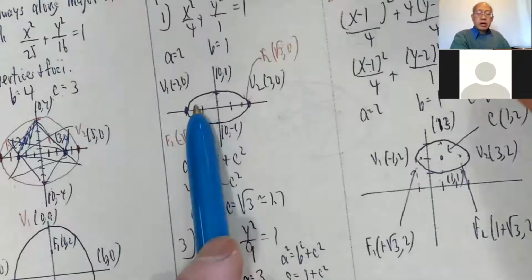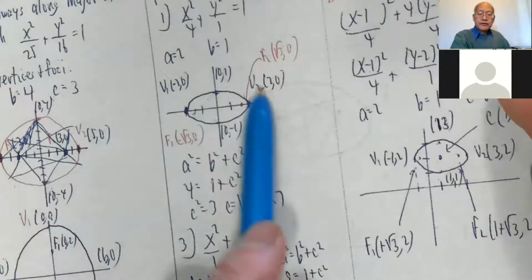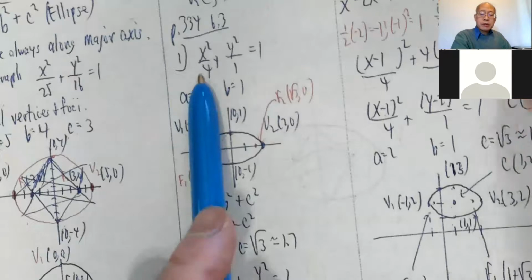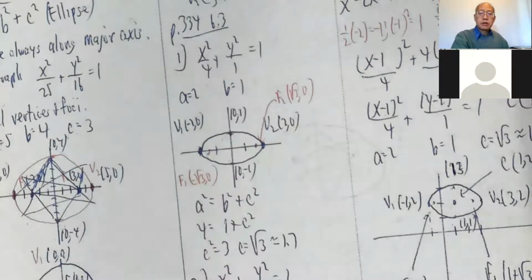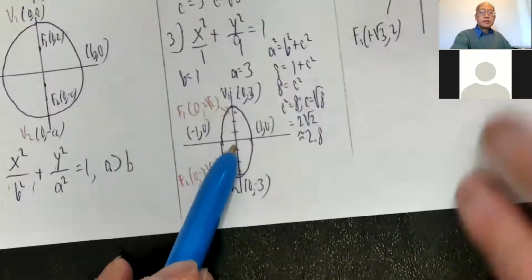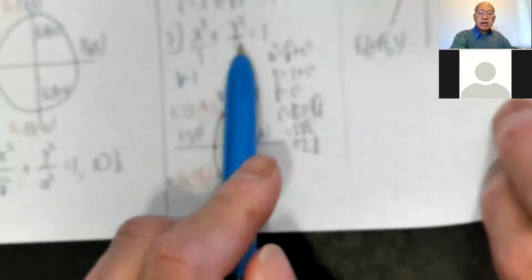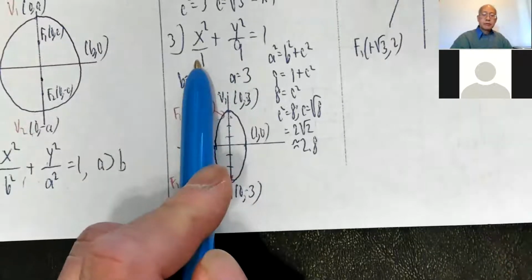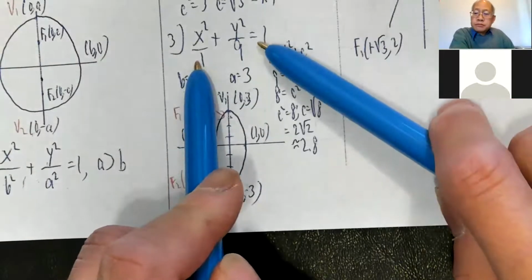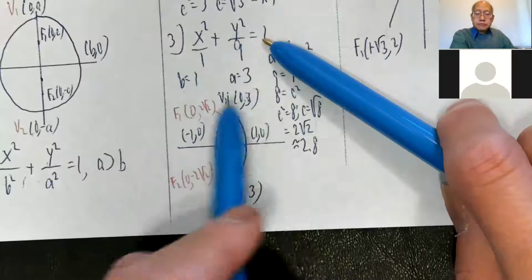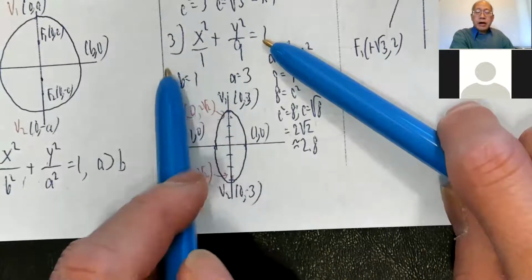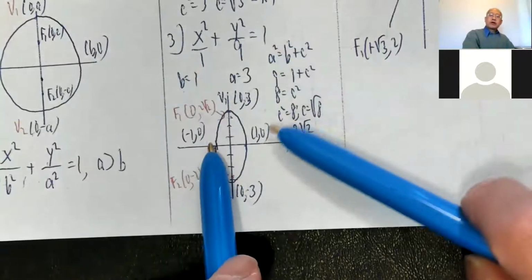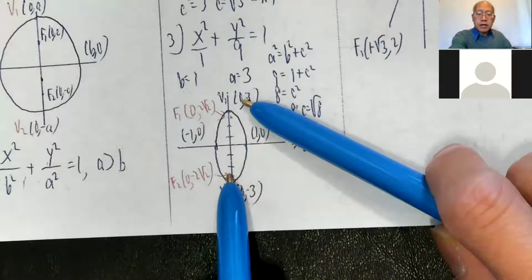So this ellipse was bulging left and right, because this number is bigger than this number. This ellipse is bulging up and down because this number is bigger than this number. How about if these two were equal? You'd have a circle, because you're going the same amount left, right, up, and down. Here, the amount you're going left and right is different than the amount up and down.